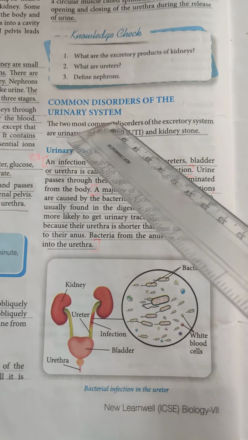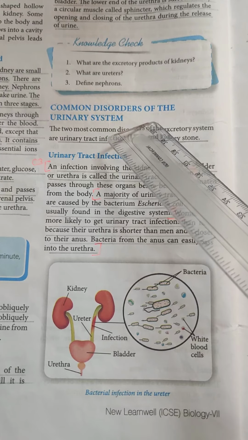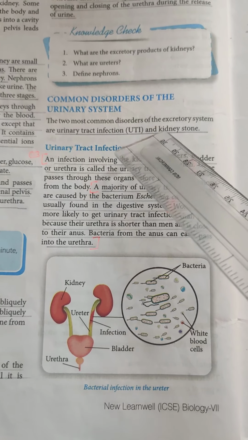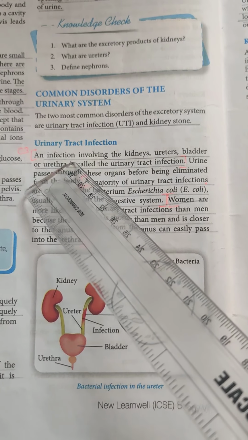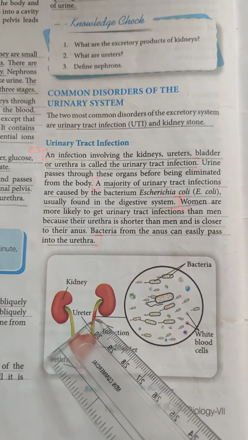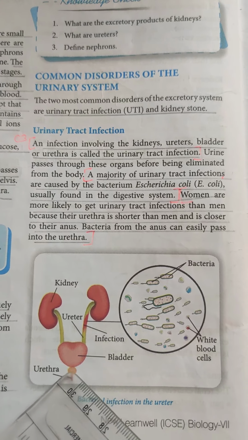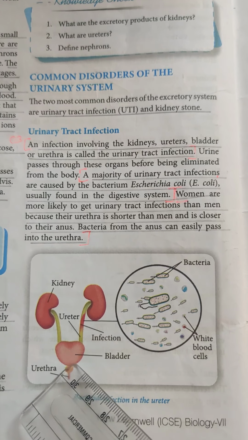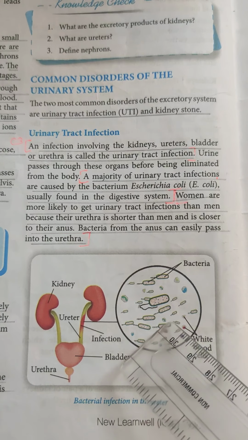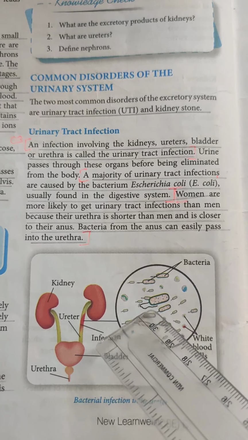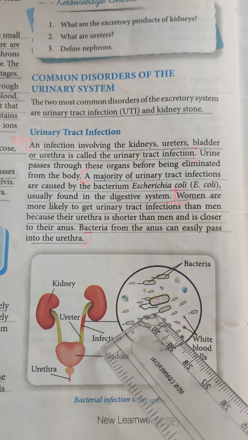Now, common disorders of the urinary system. We will study urinary tract infection, or UTI, and kidney stone. UTI involves an infection of the kidneys, ureters, urinary bladder or the urethra. A majority of urinary tract infections are caused by a bacterium known as E. coli, or Escherichia coli. This bacterium is usually found in the digestive system.